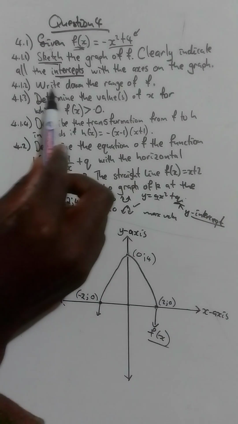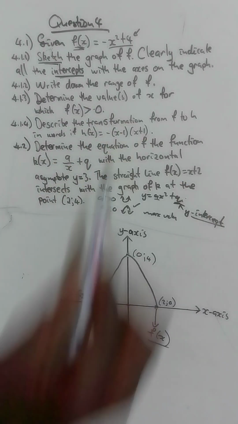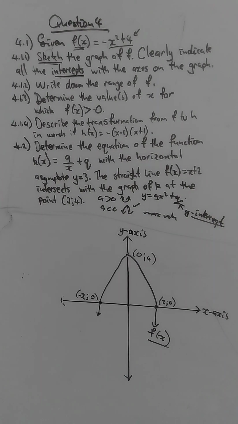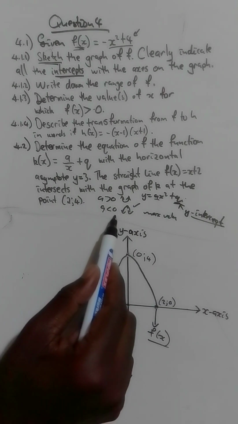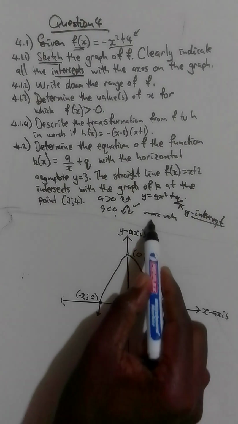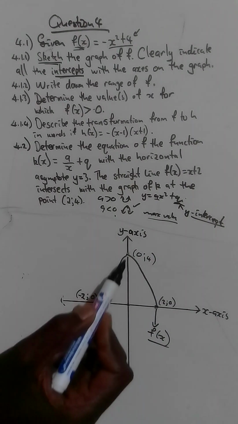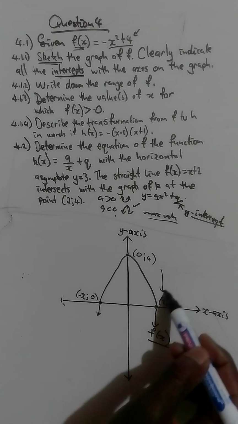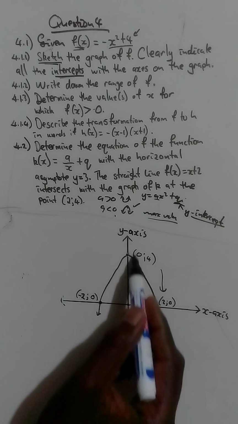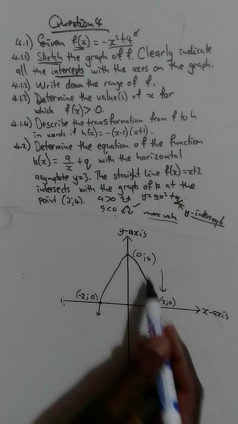Now they say, write down the range of f. What is range? The range, we're talking about your y values. So remember, we said when your a is less than 0, you have got the maximum value. But observe, from this maximum, what's happening to your values? They are going down. So the maximum, the biggest y value that you have, is 4.